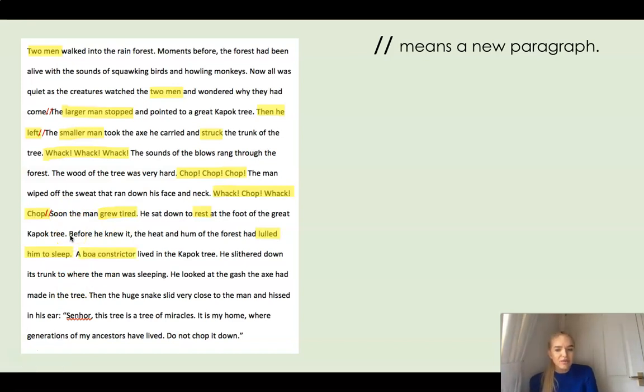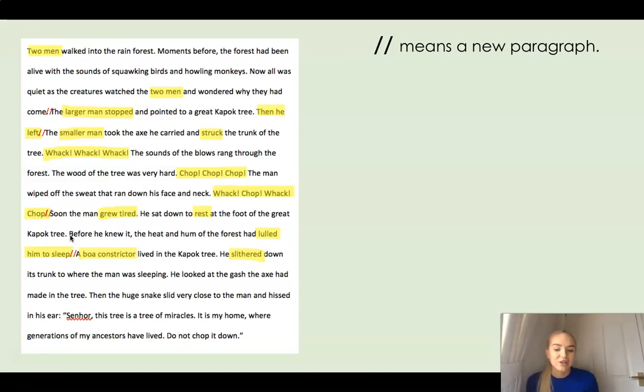Now what type of thing is this? Is it a person? No, it's an animal, isn't it? So that's some complete topic change there. So what do we need to add? That's right, we need to add our double line there, because now the man is tired, but now we're thinking about the animals. He slithered down its trunk. So we're thinking about he slithered down. He's still going down the trunk because it's a snake, isn't it? To where the man was sleeping.